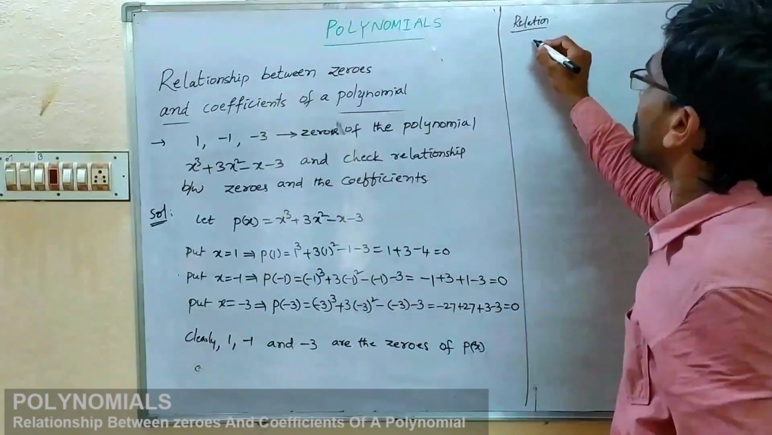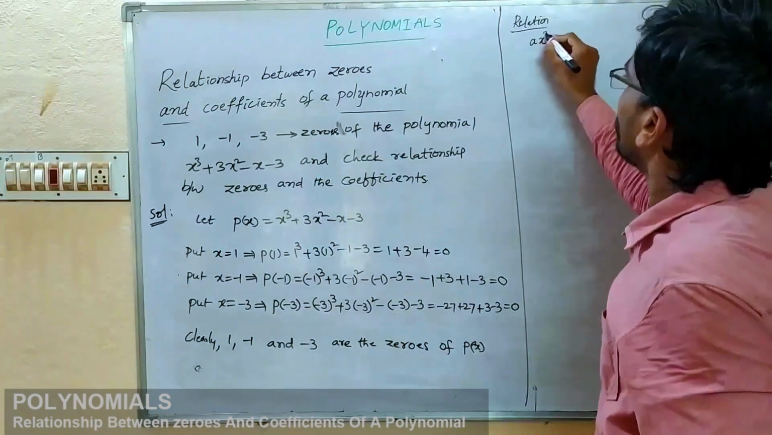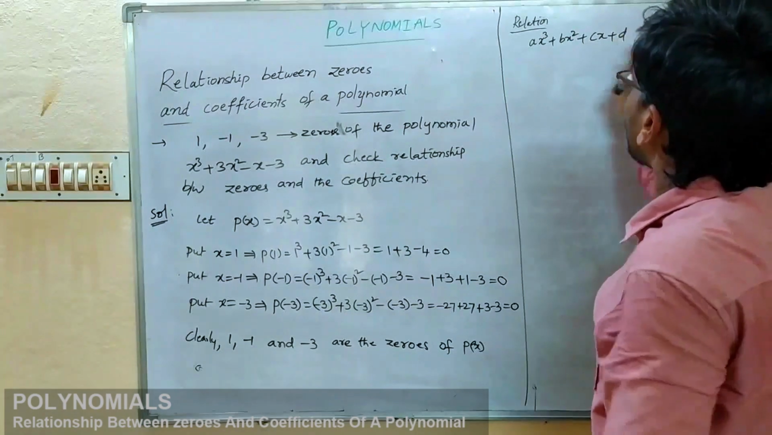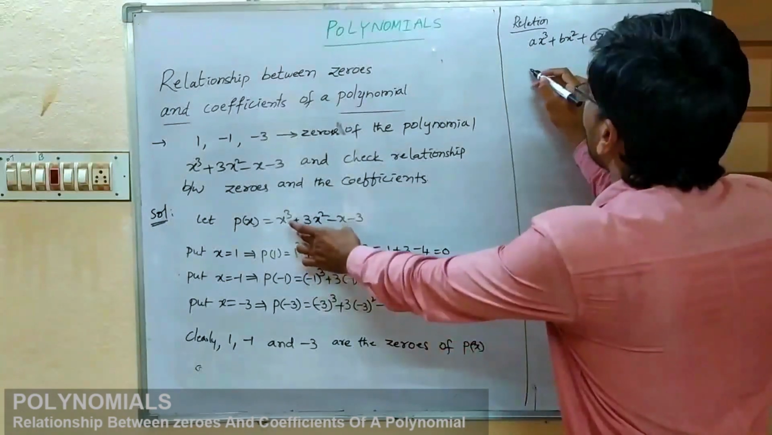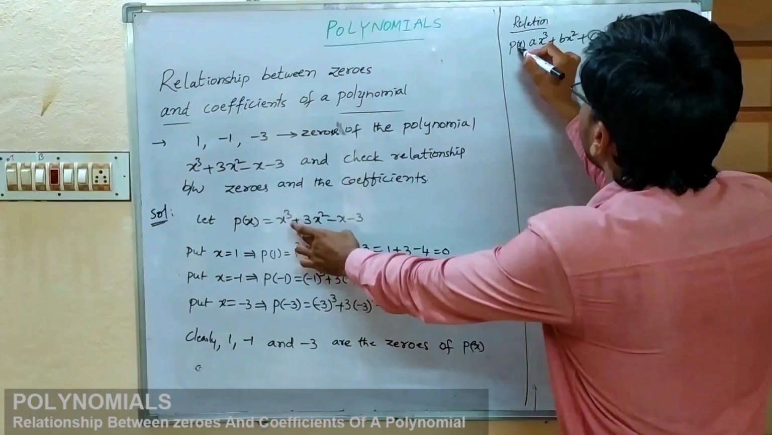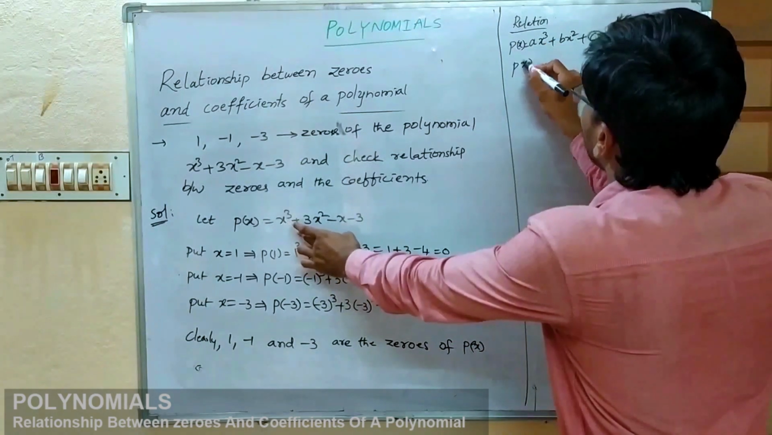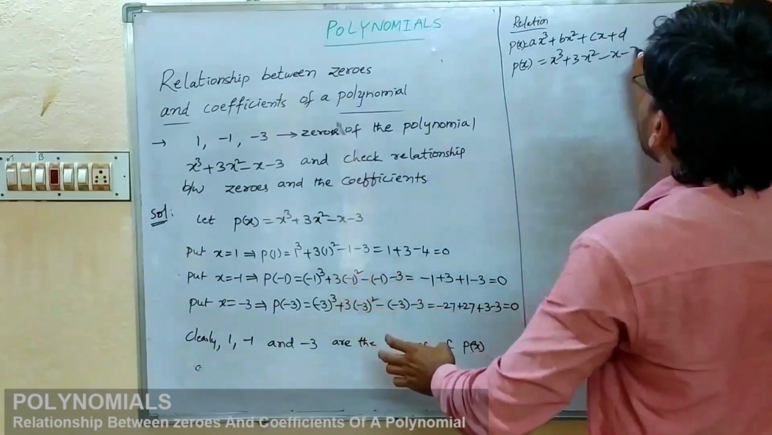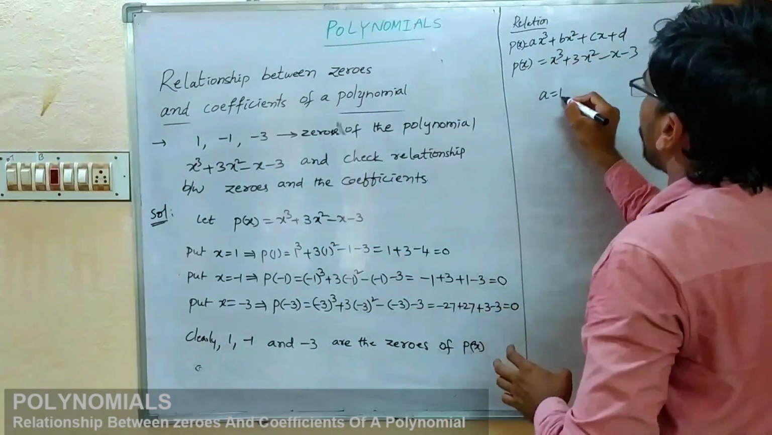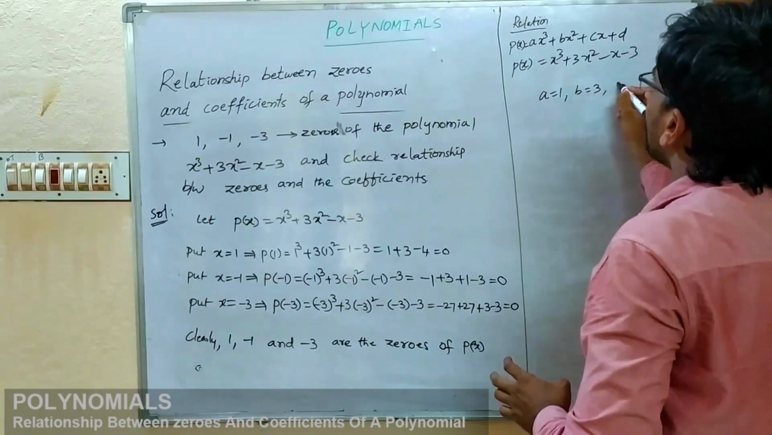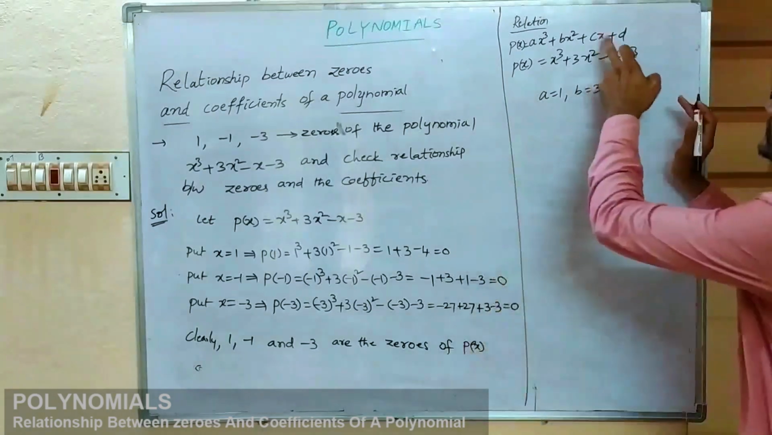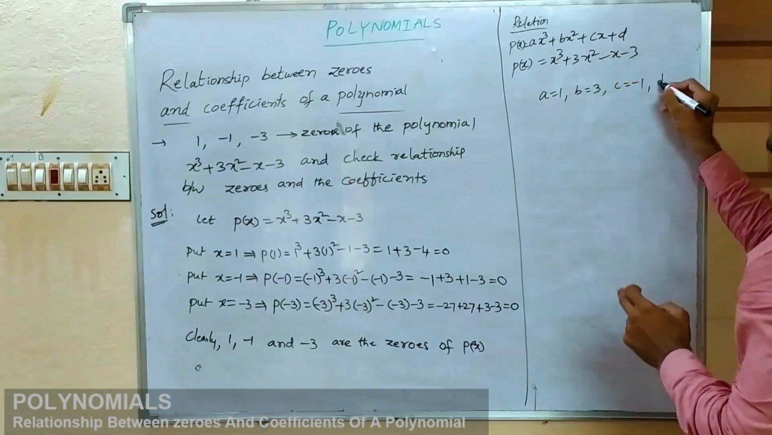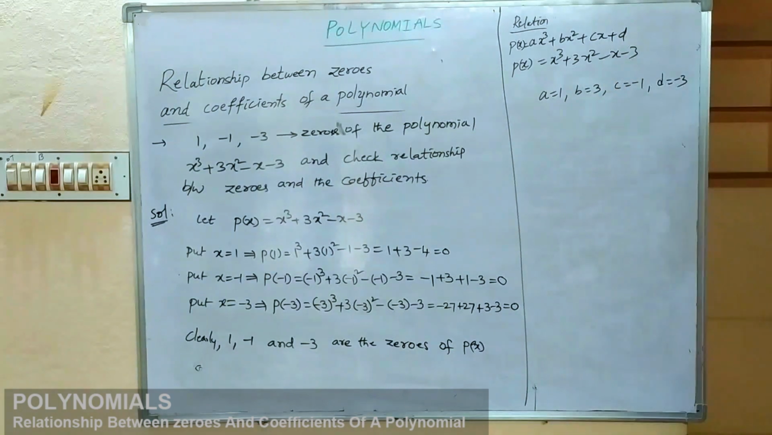You have to compare the polynomial with this. Then a is equal to 1, b is equal to 3, c is equal to, here the x coefficient is c, which is minus 1, and d is equal to minus 3.